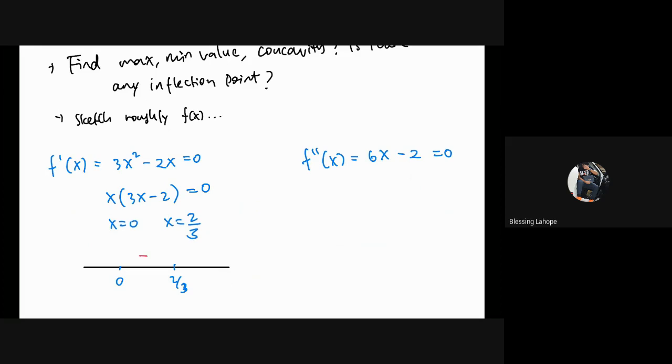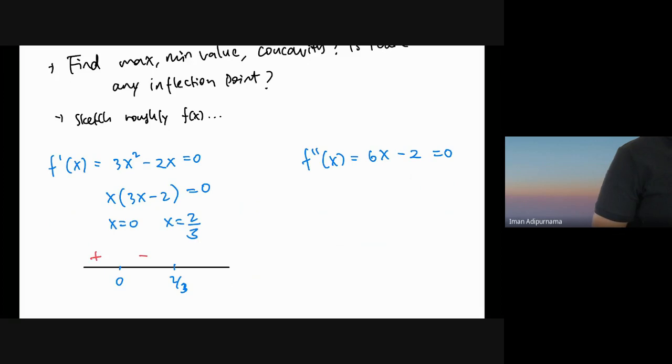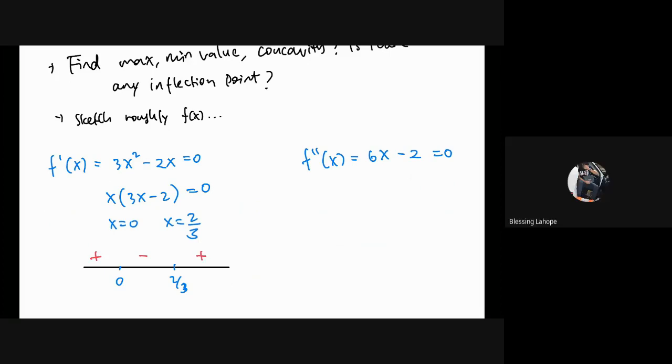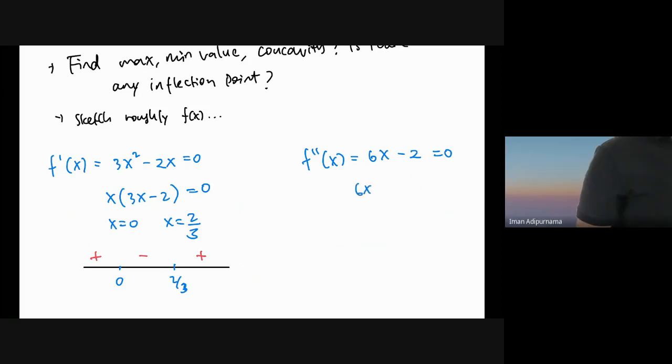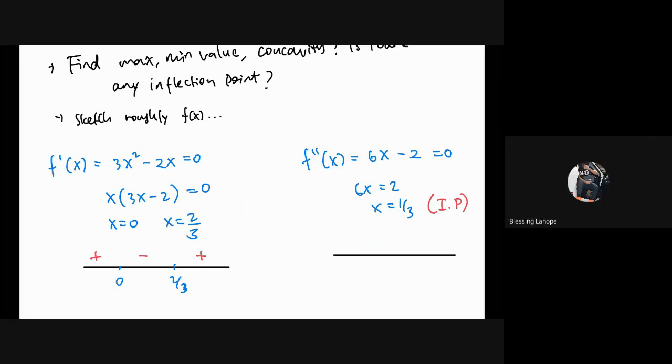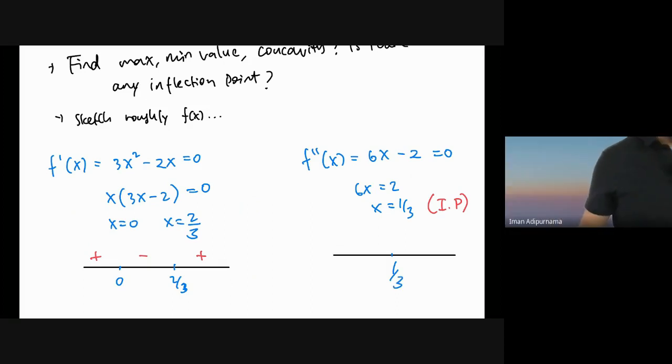This will be negative. This will be positive. And this will be having the x equal 1/3. This will be our inflection point. Let me write the inflection point, and 1/3 there. This will be positive. This will be negative.